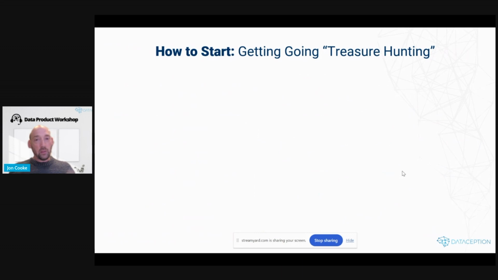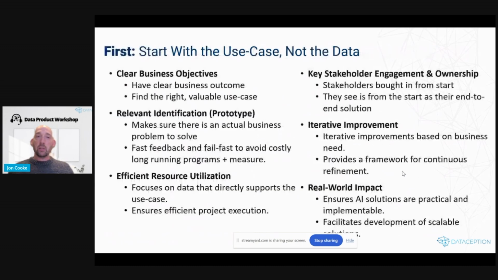Okay, so now we've got the tools, we've got the process. How do we start? Let's get going, treasure hunting. Before we actually start, and I can't state this enough, we need to start with the use case, not the data. We've seen so many times people say we need to start with the data, have a look at it, and magic will suddenly spring out of it. That's not necessarily the way we work, and it's not the way we've seen it be successful. There are other people who have frameworks that do that, but fundamentally, for the way we want to do it and the way we've seen it be successful, it started with the use case.